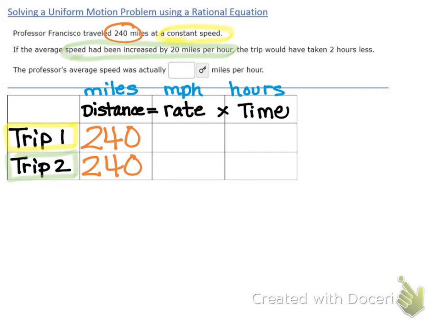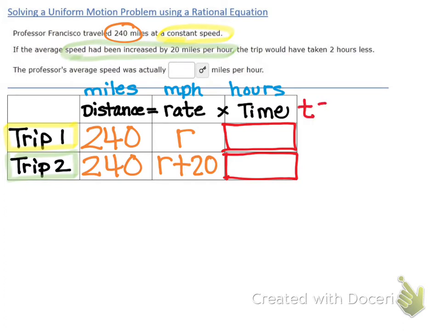Let's let the rate of his actual trip, which is trip 1, just be r. And then if he increased his speed by 20 miles per hour, the rate of trip 2 would be r plus 20. So now what we need to do is write a ratio using the distance and the rate to represent the time for each trip. If we go back and read the problem, we know that the time of trip 2 is actually going to be 2 hours less than the time for trip 1.